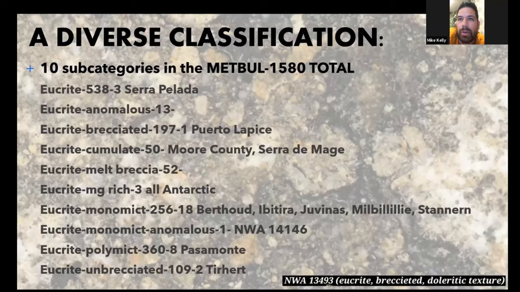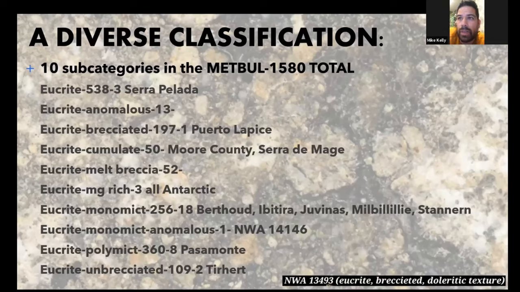And yeah, there's 256 of those, 18 falls. That's where the majority of your falls are, is the eucrite monomicts. And we have Berthoud, which is Colorado, Ibbenbüren, which is a great meteorite with crazy vesicles in it, which you don't usually see.